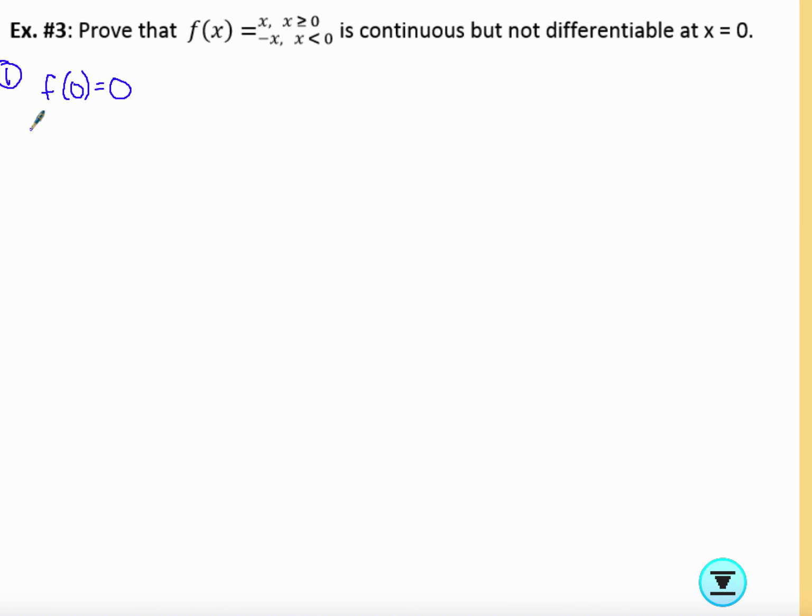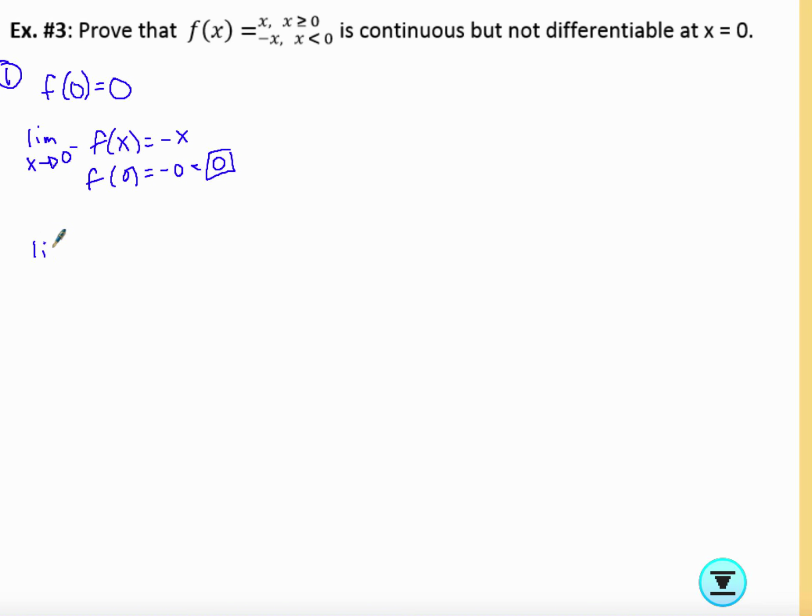Okay, now let's calculate the limit. The limit as x approaches 0 from the left: if we're coming at 0 from the left-hand side, those are numbers that are smaller than 0 all the way until we get to 0. So that's the bottom equation. That means f of x is equal to negative x, because we're using the bottom one. And I'm just going to substitute in a 0. That would give me negative 0, or just 0. So that's my left-hand limit.